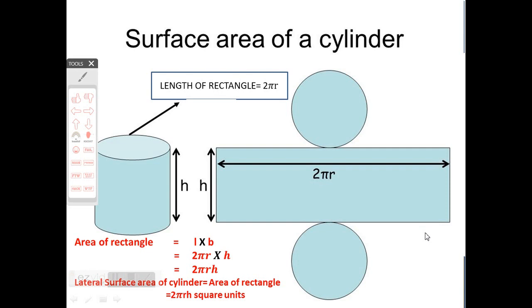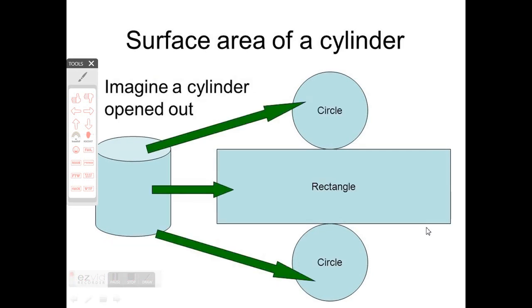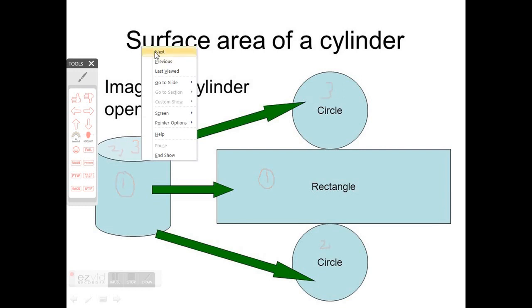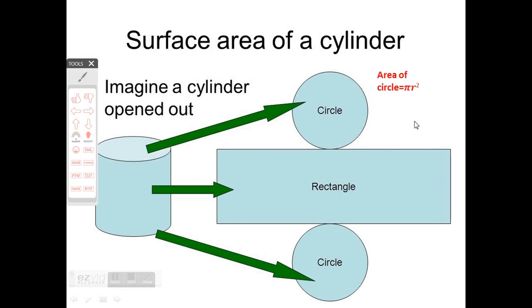Now, when we open a cylinder, we get three surfaces of the right circular cylinder: one curved surface, that is the rectangle, and second a circle, and third is also a circle, as shown in the diagram. The area of a circle, which we already studied, is equal to pi r square. Similarly, the area of the second circle is also pi r square.